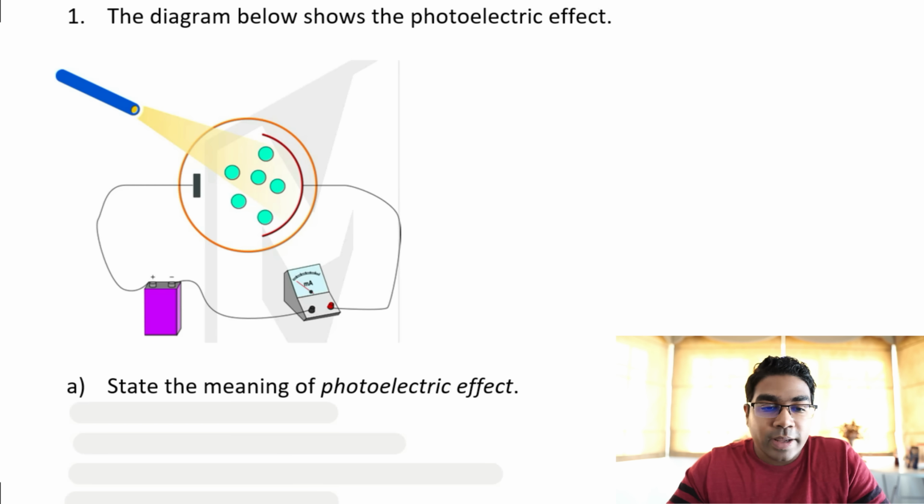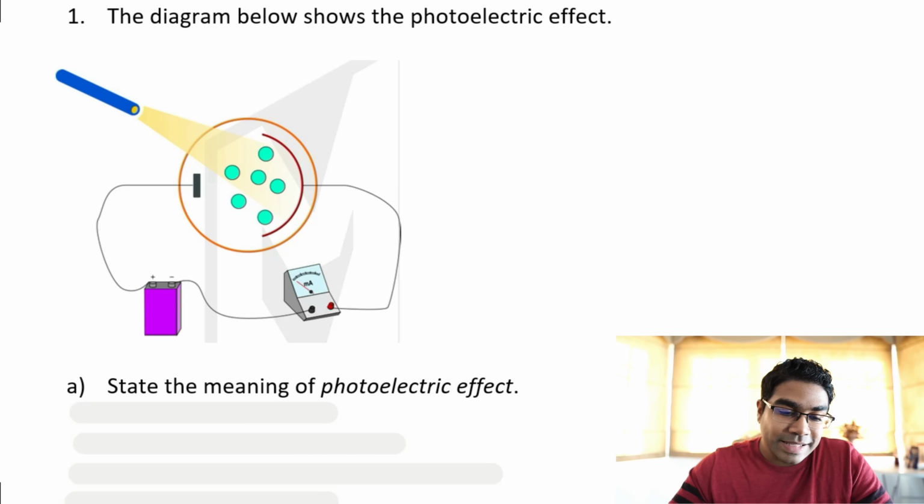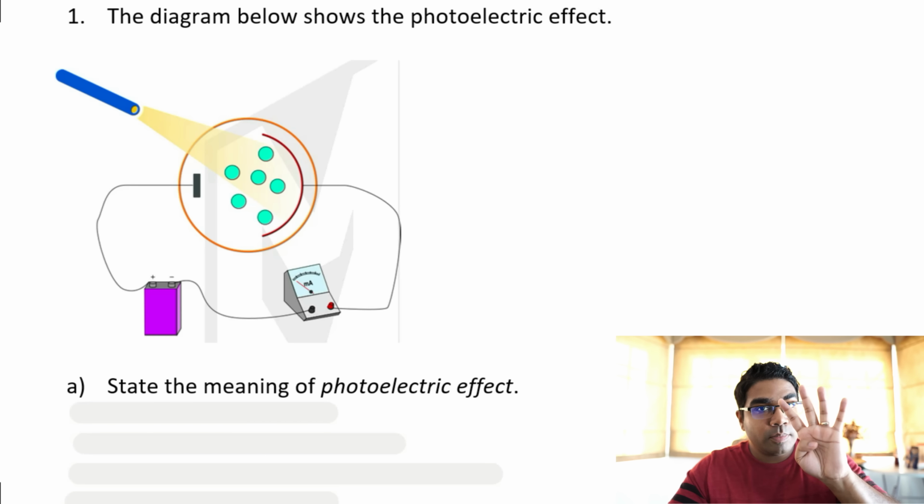Let's go. The diagram below shows the photoelectric effect. State the meaning of photoelectric effect. There are 4 points here.